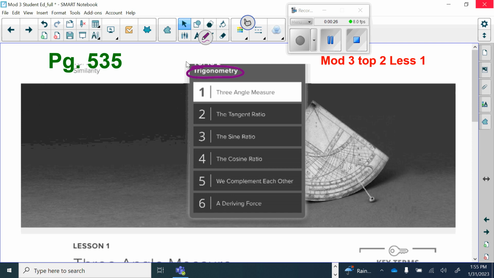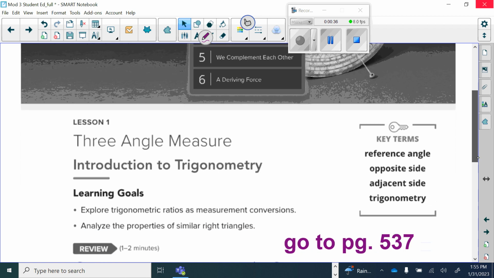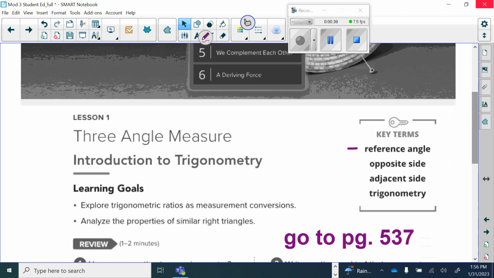We've been doing special right triangles and radicals in our warm-ups all quarter long so far, and this is where you're going to come into play as well throughout this chapter. All right, so you're going to learn in this chapter reference angle, opposite side, adjacent side, and SOHCAHTOA that we'll get to at the end here.